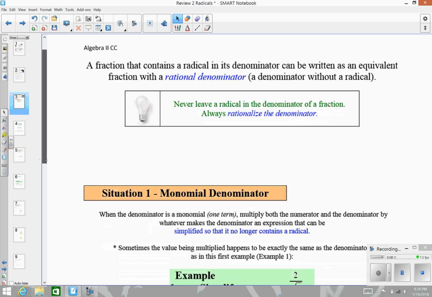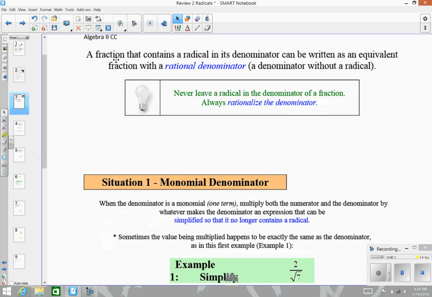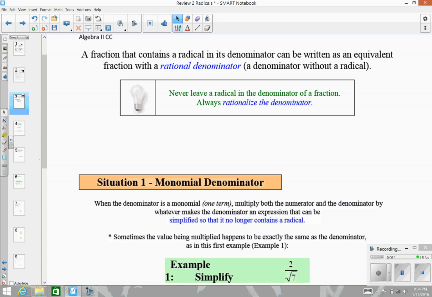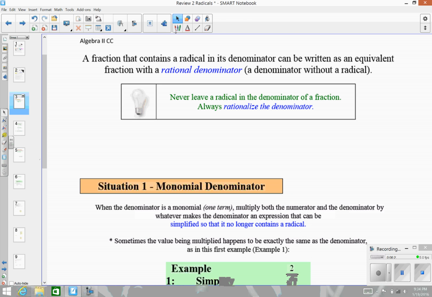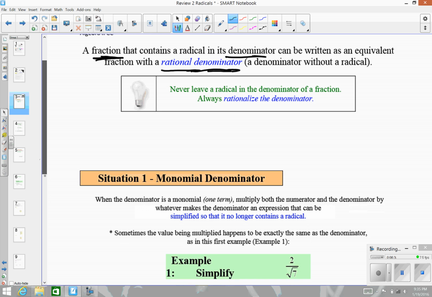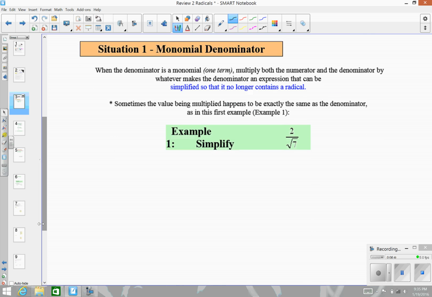What I want to make sure is that if I have a fraction and there's a radical in the denominator, I cannot leave it like that. I need to do what's called rationalizing this denominator. That means getting rid of that radical in the denominator. Most of you have shown me that you remember how to do that, so I'm just going to go straight to some examples here. Starting with this one where I have 2 over radical 7.